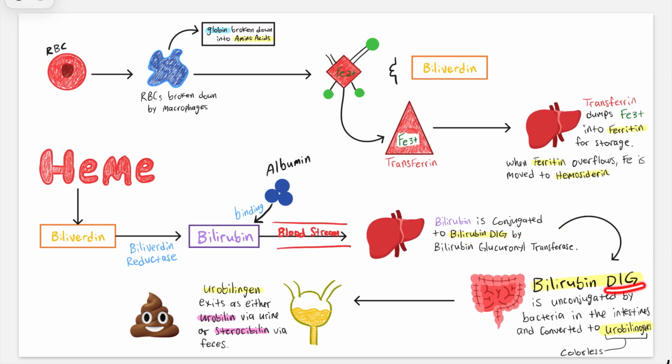Bilirubin diglucuronide will make its way to our intestines, and there it'll be unconjugated by the good bacteria you have in your gut, and that will be converted into something called urobilinogen, which is actually colorless. Then that eventually will exit the body either via urine or feces. If it's via the urine, it'll be converted into urobilin, which is going to give urine that dark yellow color, and stercobilin, I think I pronounced that right, which is what gives your poop that brown color.